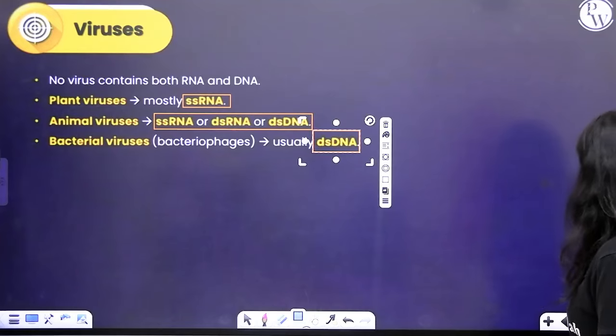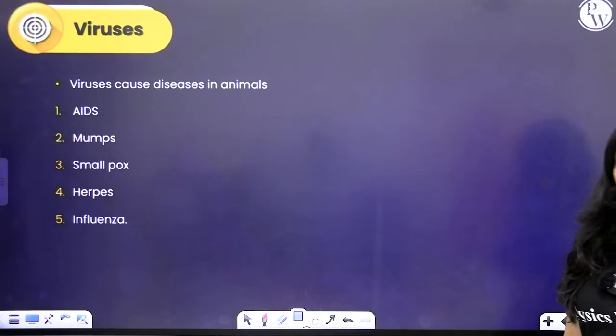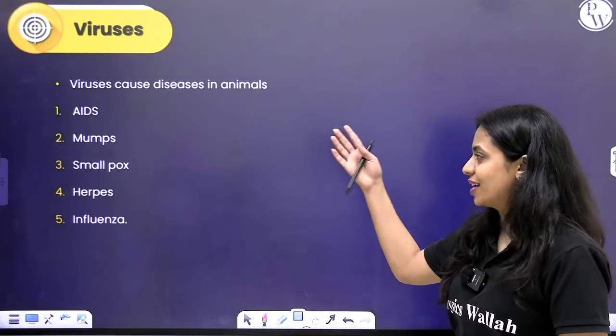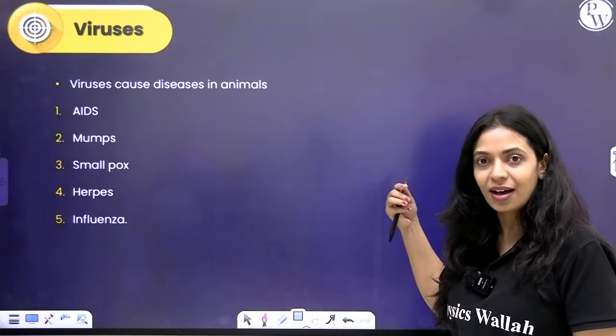Now, viruses cause several diseases in animals, such as the recent COVID that was also caused by viruses. We have AIDS, mumps, smallpox, herpes, flu, influenza. All of these are caused by viruses.